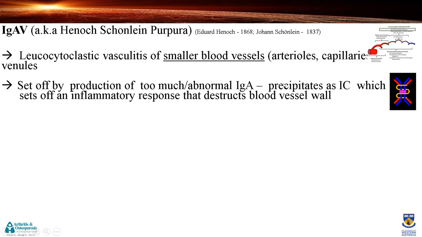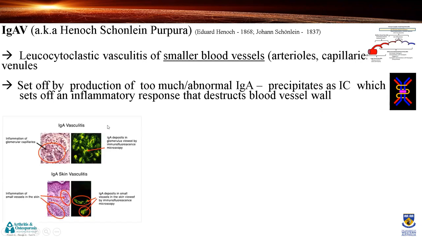This abnormal IgA precipitates in the form of immune complexes in the small vessel walls and then sets off an inflammatory response that destroys the blood vessel wall and leads to the extravasation of red blood cells. This can be nicely demonstrated by tissue samples where IgA deposits can be shown by immunofluorescence, leading to the inflammatory changes in the glomeruli here and in the skin here where the blood vessel walls have been destroyed.